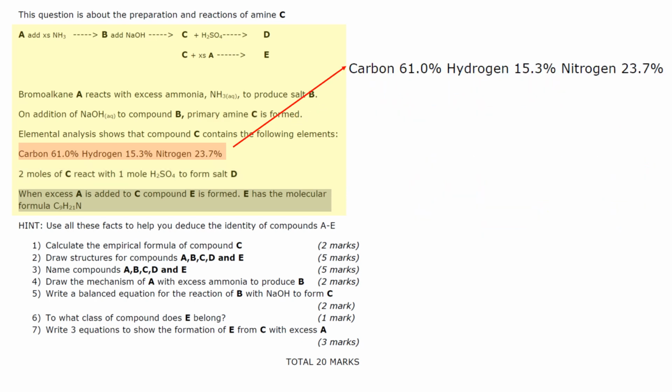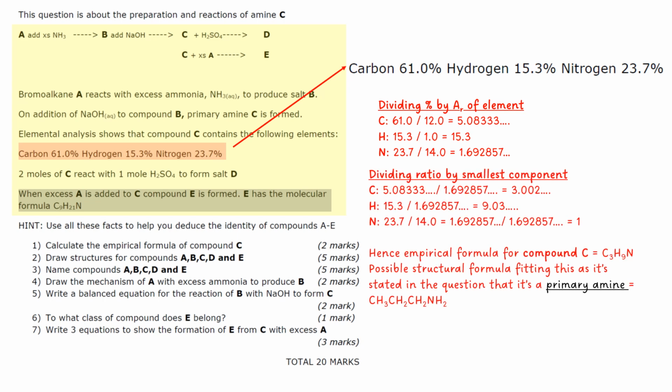So let's do the calculation for the empirical formula first. Dividing percentage by the relative atomic mass of each element, we get these numbers. And dividing by the smallest component, which is 1.692857, we get a 3-to-9-to-1 ratio. So the empirical formula for compound C is C3H9N.